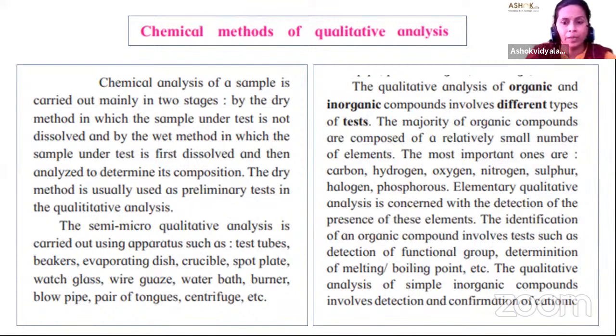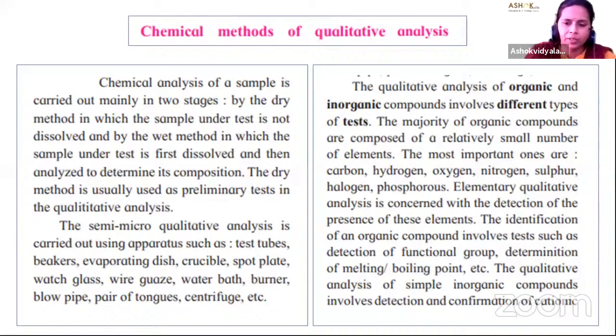Now, the majority of compounds are composed of a relatively small number of elements. The important ones you see in the organic: we will do tests for sulfur, phosphorus, halogen. Suppose an organic compound, for example, is an alkyl halide. For alkyl halide, the test we are going to perform is the test for halogen. Halogen presence shows that the given organic compound contains halogen. So we will do the test of halogen, and we will come to the conclusion that the given substance is an alkyl halide.